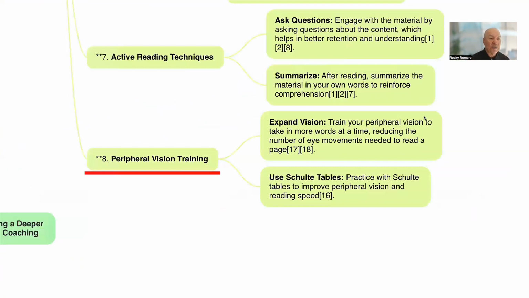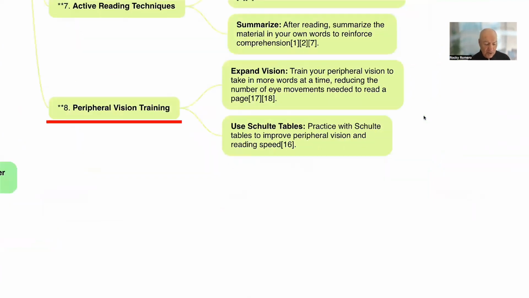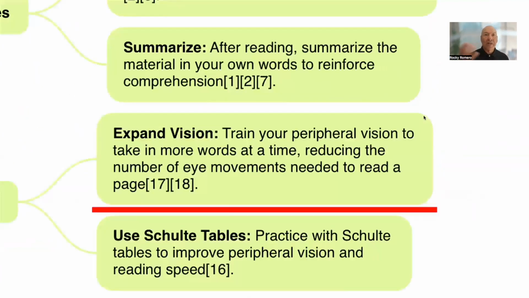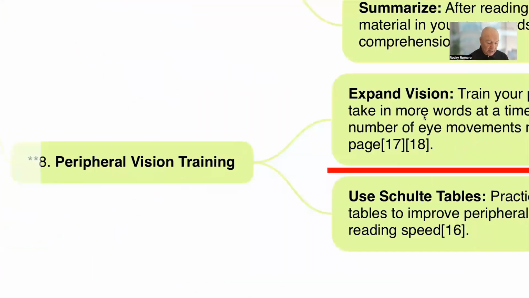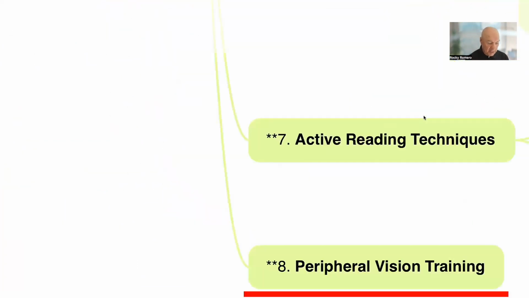And of course, peripheral vision training. Train the vision to see more words at a time. It does take practice. One of the things that helps is to go outdoors and look at the horizon and look from the sides of the eyes so that the eyes get accustomed to looking widely. And of course, being able to accelerate your reading speed.